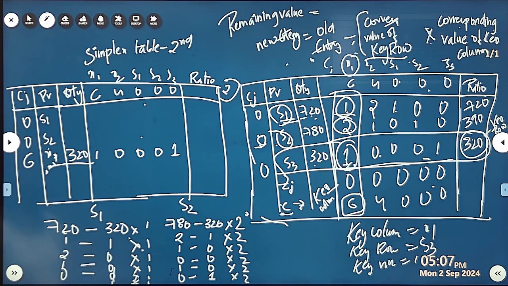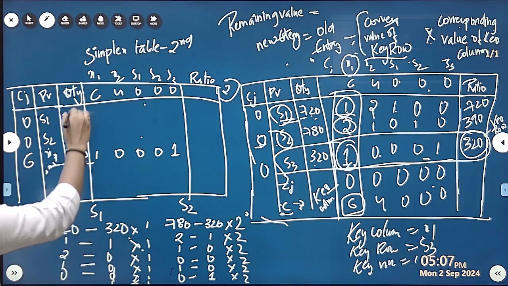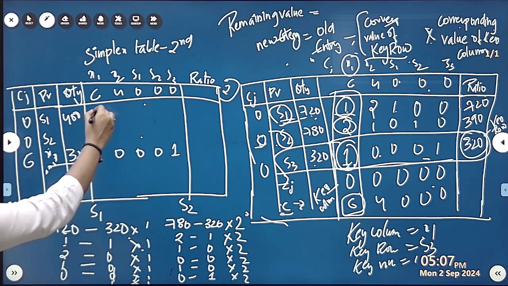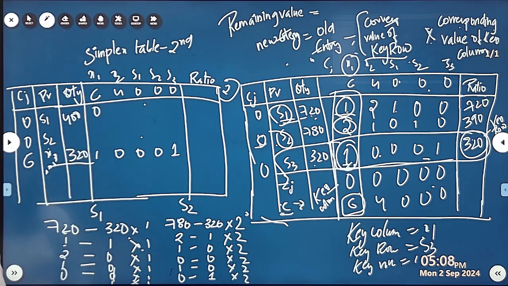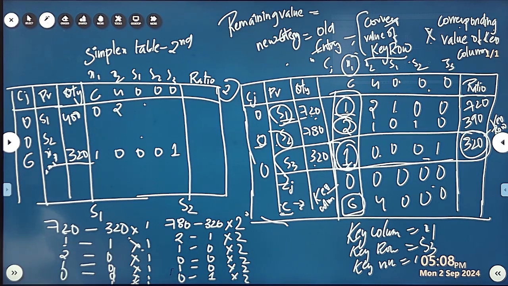720 minus 320, you'll get 400. And this 1 minus 1 into 1, what will you get? 1 into 1. 1 minus 1, you'll get 0. Next, 2 minus 0. 1 into 0 is 0, right? 2 minus 0 is 2. Next. No, actually this is 1, right? 1 minus 1 minus 1, 0. Okay. Next, 1 minus 0, 1.